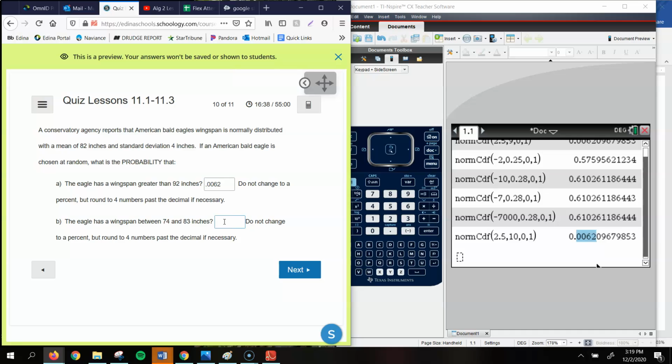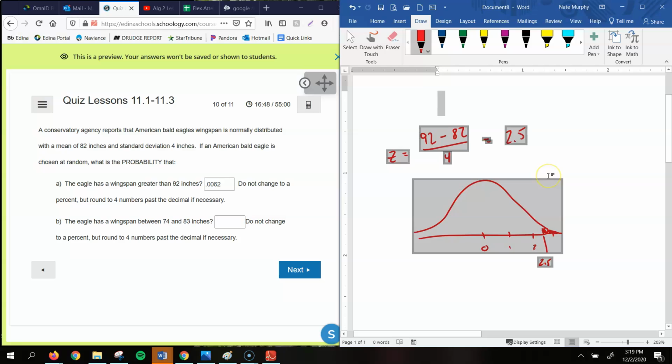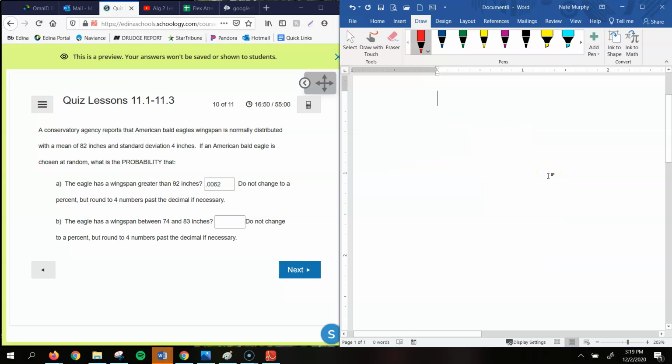Next, we're going to find the probability that the eagle has a wingspan between 74 and 83 inches. Now we're going to need 2 z-scores for this one. We need to convert the 74 to a z-score and the 83 to a z-score. Let's start with the 74. You take 74 minus the mean, which is 82, divided by the standard deviation, which is 4. Because 74 minus 82 is -8, divided by 4 is -2, your z-score is -2.